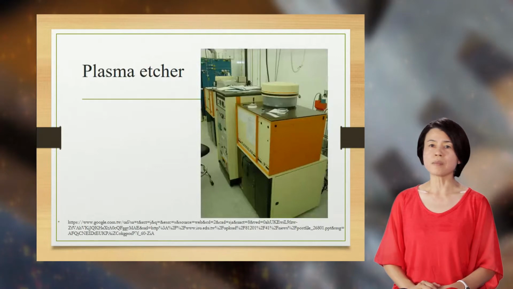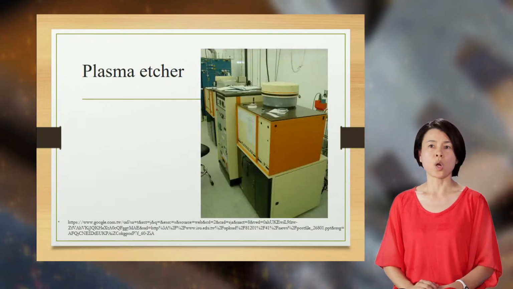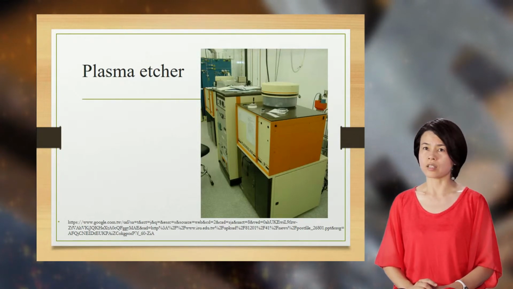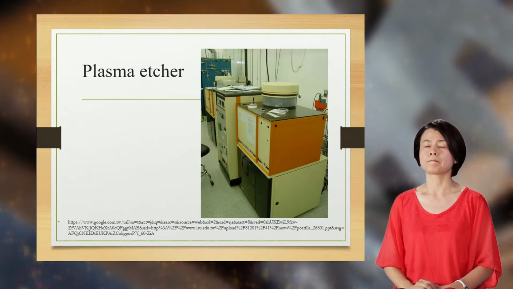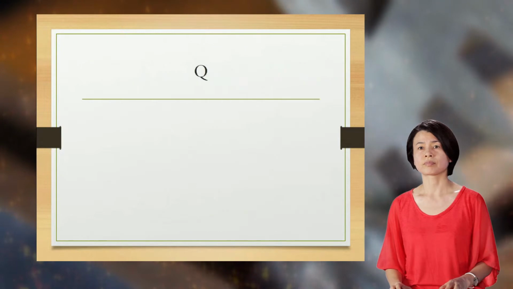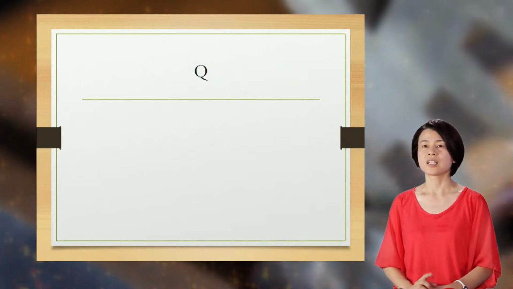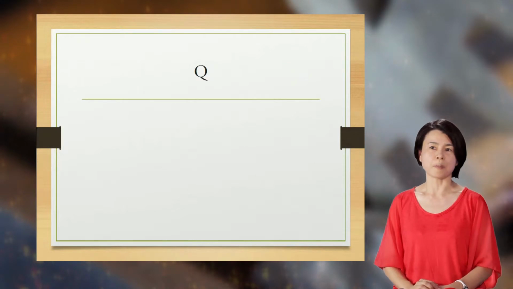This photo demonstrates a plasma etcher, which is an equipment to do plasma etching. So, how does it work? It can etch a substrate by plasma. But what is plasma? Before looking at its function, let's start by asking a question about plasma.